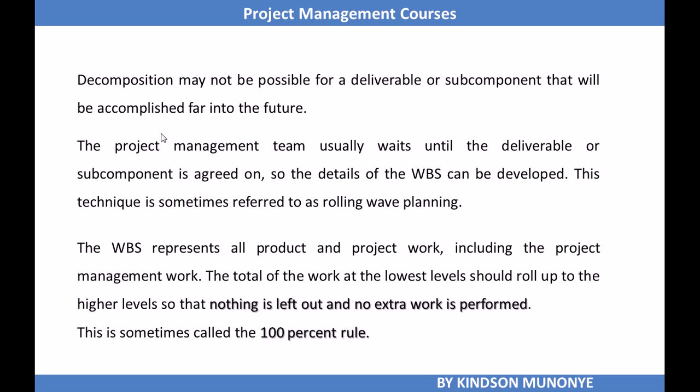The WBS represents all the project work, including the project management work. The total of the work at the lowest levels should roll up to higher levels so that nothing is left out and no extra work is performed. This is sometimes called the 100% rule. It means that 100% of the work and no extra is being performed, and it means gathering the lowest level of the WBS, the work packages, and rolling them up to higher levels.